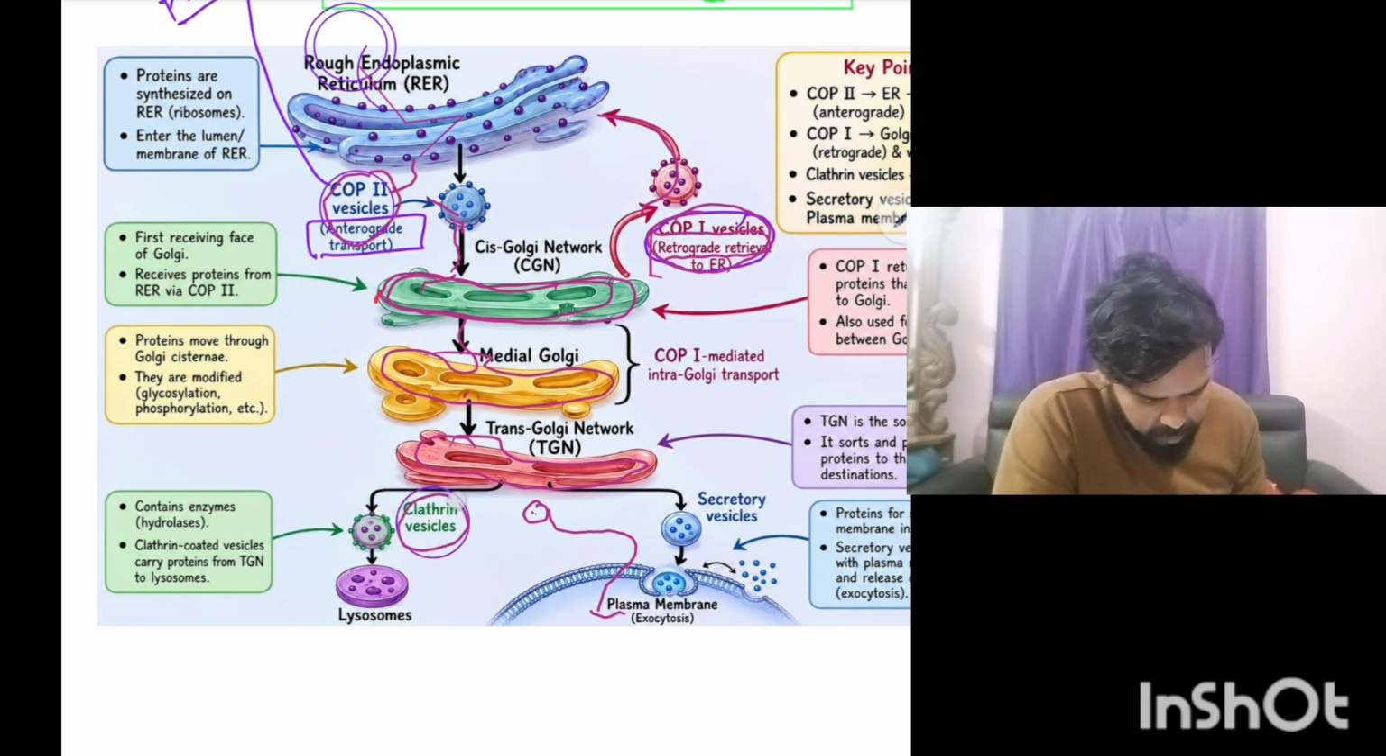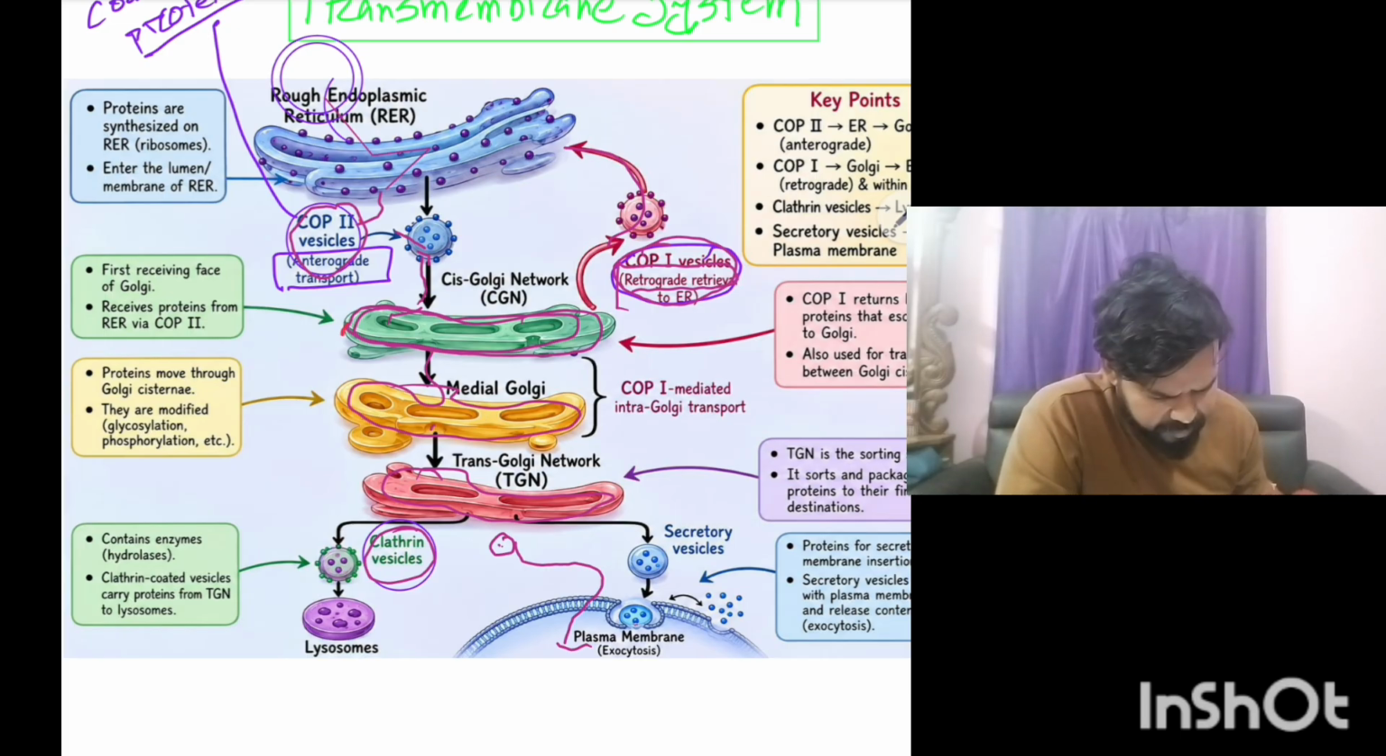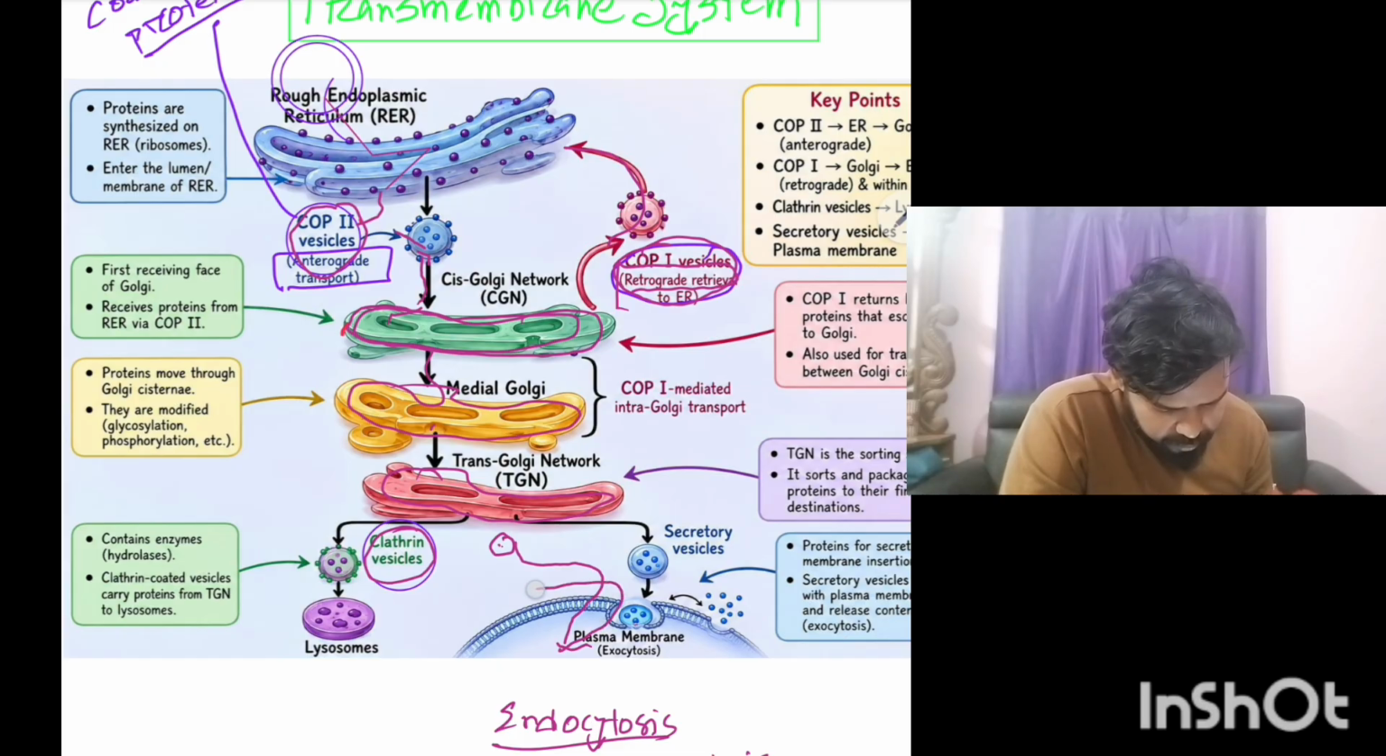Now another thing: what about clathrin vesicles? Clathrin vesicles are vesicles formed by the clathrin protein. Now suppose the cell needs food. We know about endocytosis and exocytosis. So while taking in food, the cell does endocytosis. Through endocytosis the food enters the cell, and then it forms one vesicle with the help of clathrin protein, forming clathrin vesicles. Those clathrin vesicles enter the trans-Golgi network, and then depending on it, they go through the retrograde and anterograde transport mechanisms.